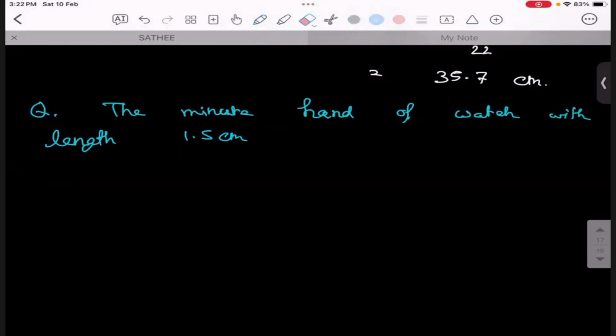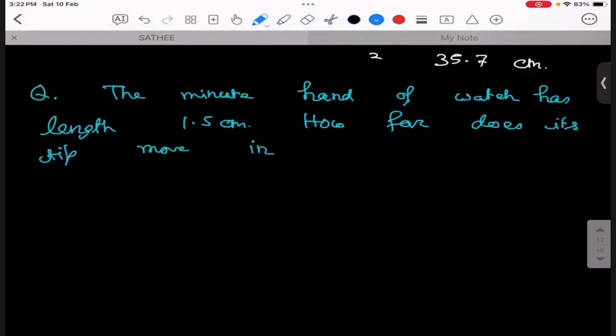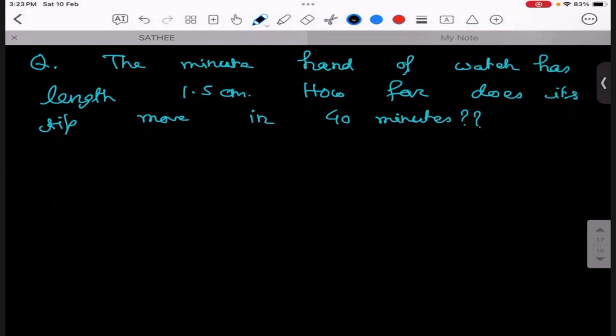How far does its tip, the top of the minute hand, move in 40 minutes? Okay, so the question is given in a little twisted manner. So let us understand how much is 40 minutes.